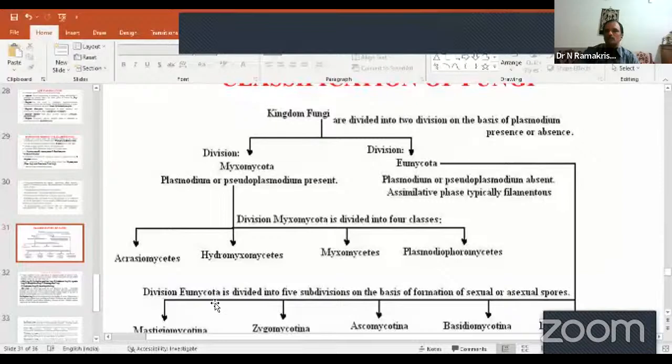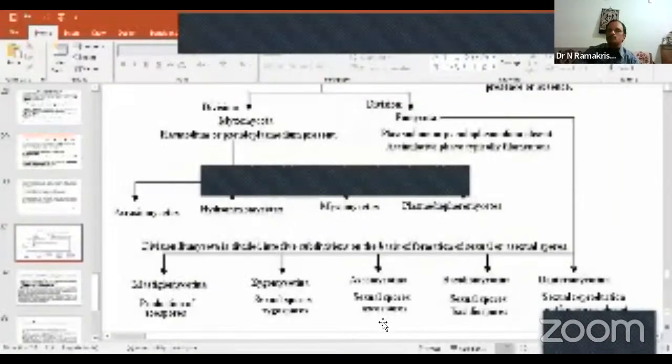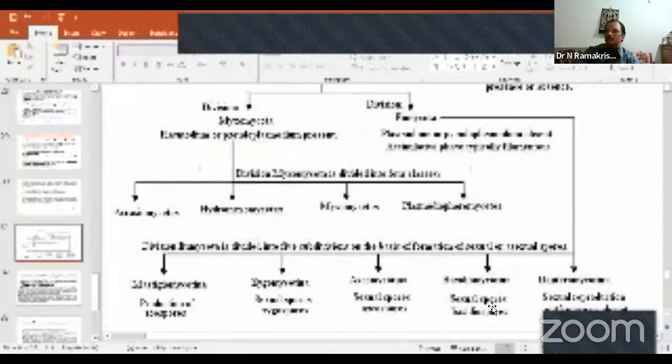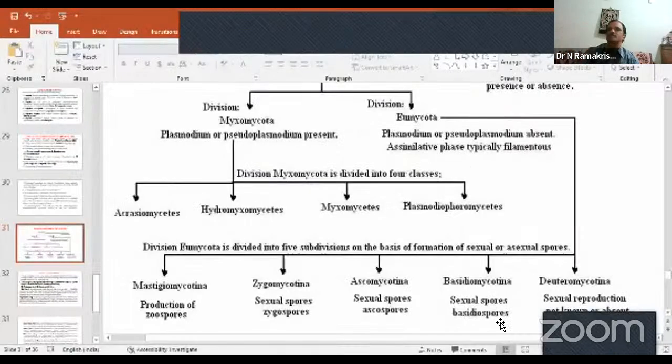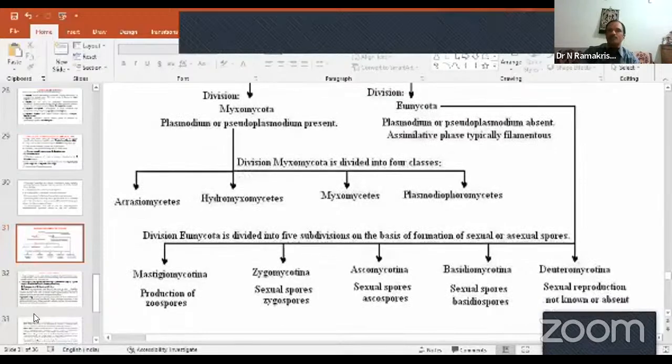Mastigomycotina, production of zoospores; Zygomycotina, sexual spores are there; Ascomycotina, the sexual spores are ascospores; Basidiomycotina, sexual spores are basidiospores; and here, sexual reproduction is absent. Okay, so this is the classification of the fungi.